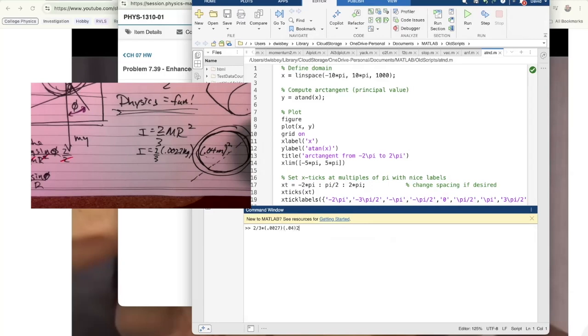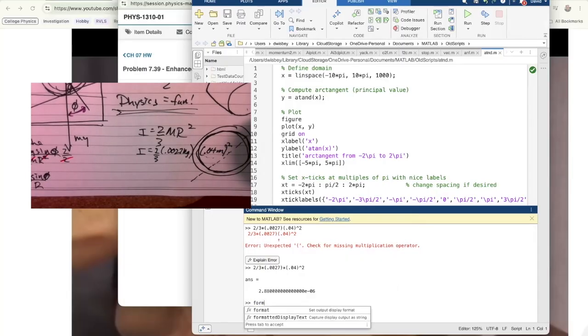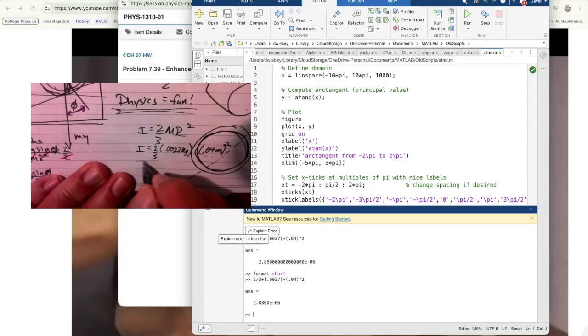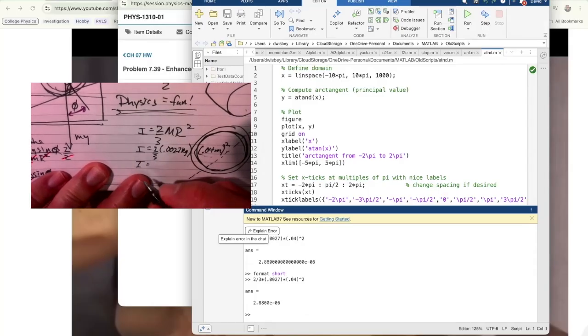0.04 squared. Oh, we want it squared. All right, the moment of inertia is what? An error. Oh, we didn't put in the multiplication sign. I thought it was implied, but apparently it wasn't. I don't like all the zeros, so I'm going to do format short. That's too many zeros. Okay, we got a moment of inertia here. Let's check it out.